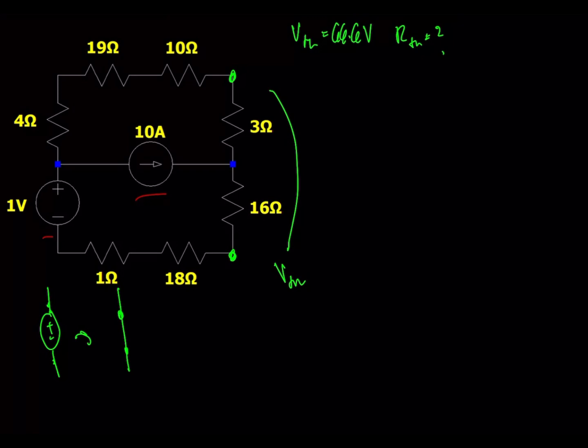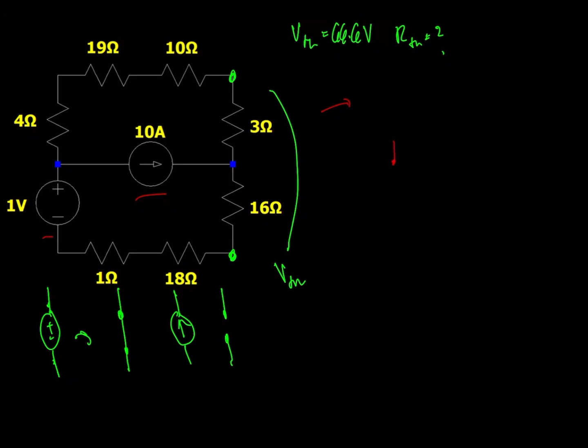For a current source, we want to deactivate it, which means to have no current going through that branch. So in that case, if we have a current source, deactivating it means actually opening the circuit at those two terminals. So using those kind of guidelines, we can rewrite this circuit.